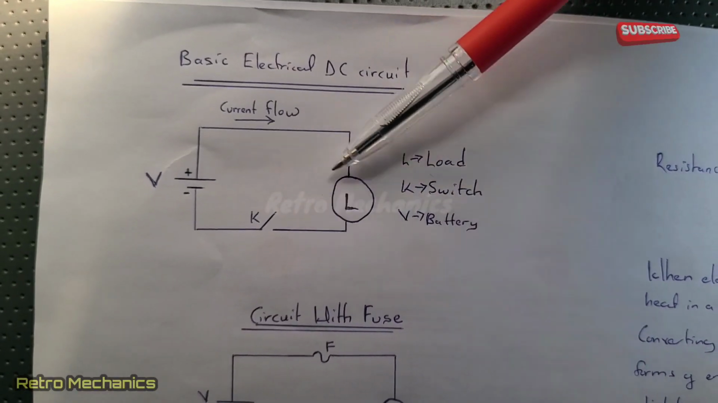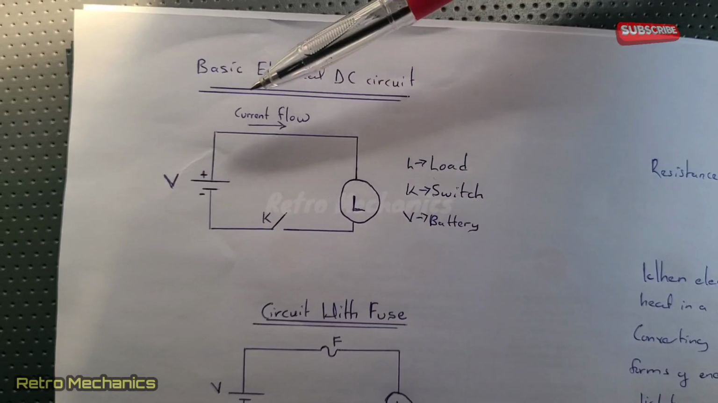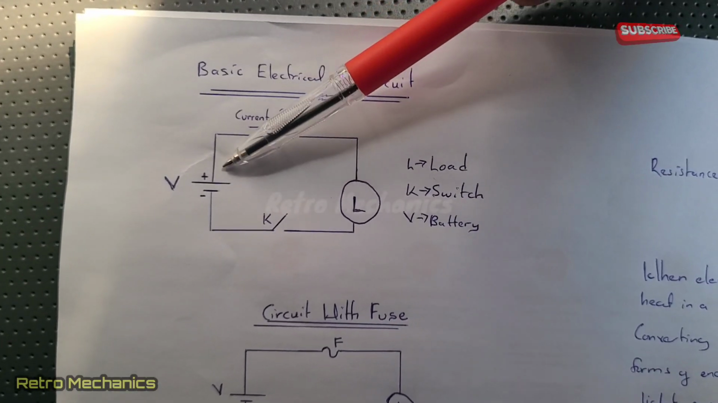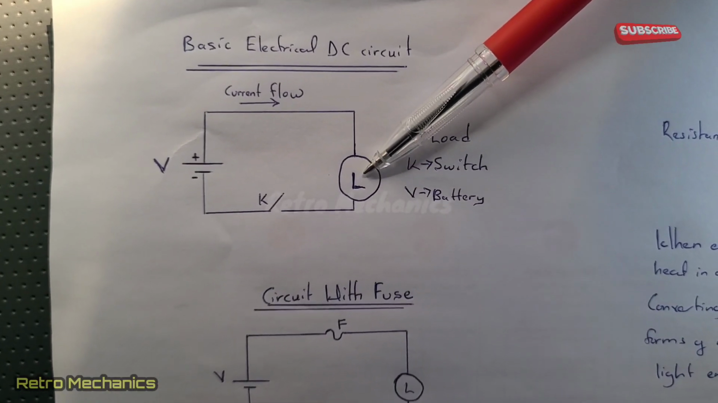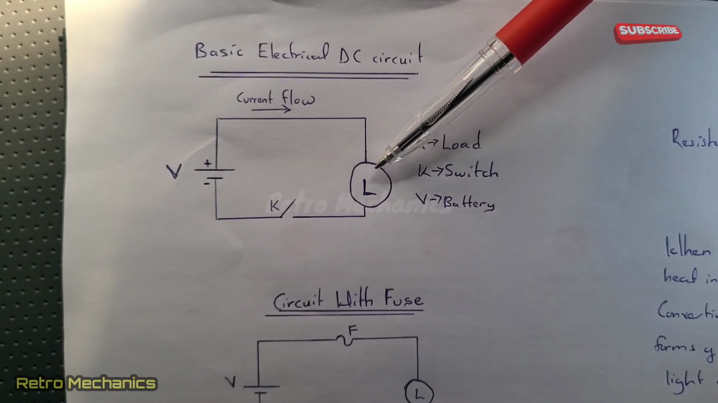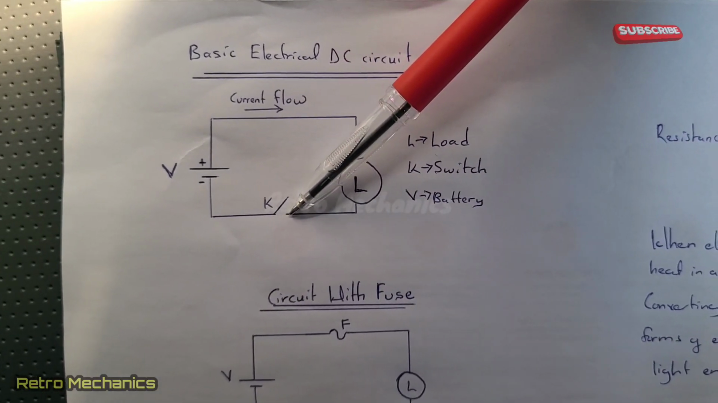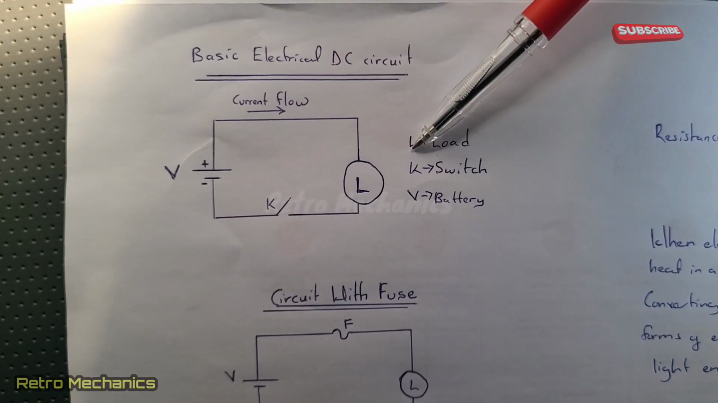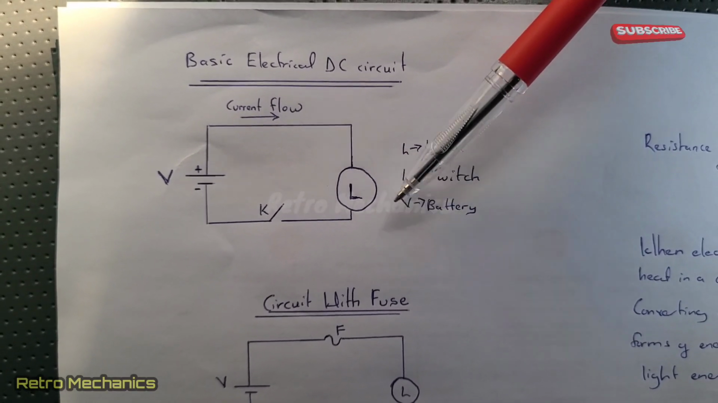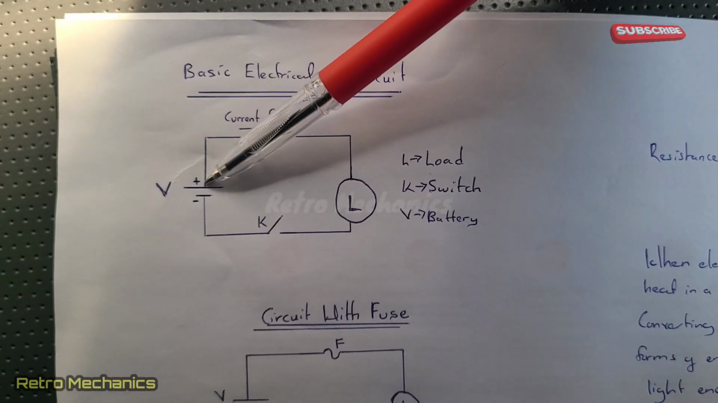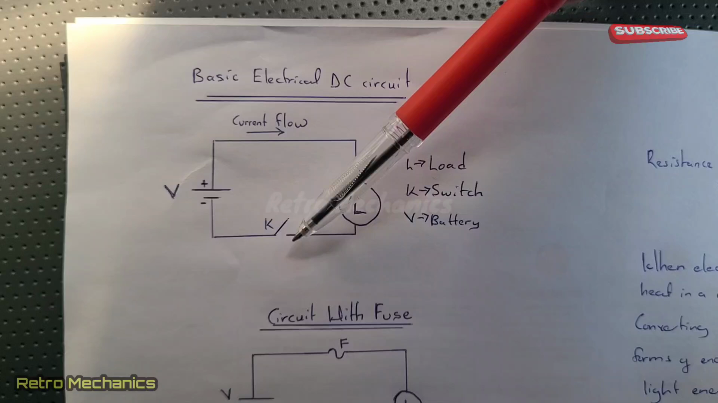Now, this is a basic electrical DC circuit. As we understood, DC moves in only one direction. This one here is the battery. This one here is the load. A load can be anything. It can be a bulb, it can be a motor, it can be anything. This is our switch. We have labeled it K, where L is the load, K is the switch, and V is the battery. Current moves when you connect a battery to the load, and you put the switch there.